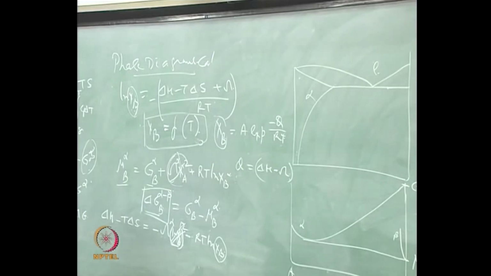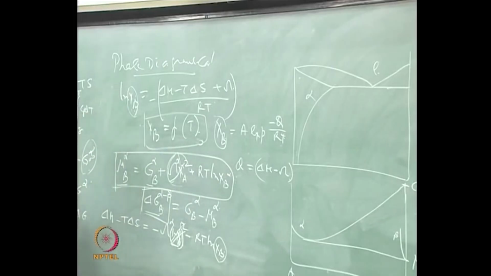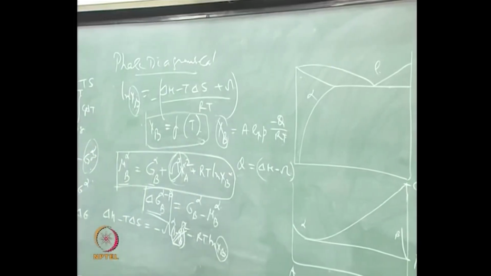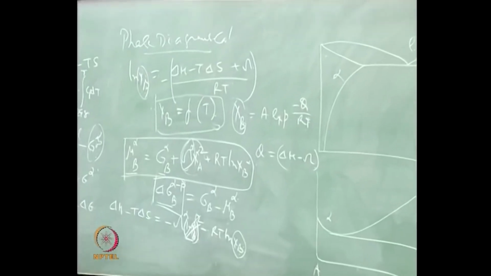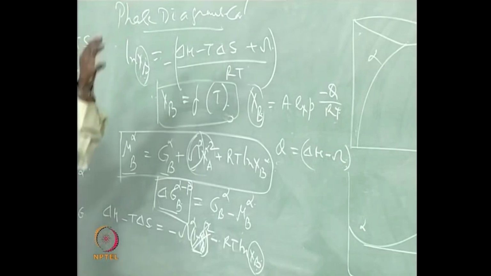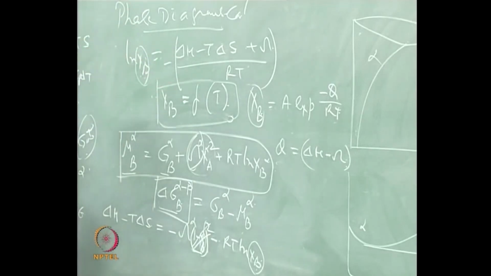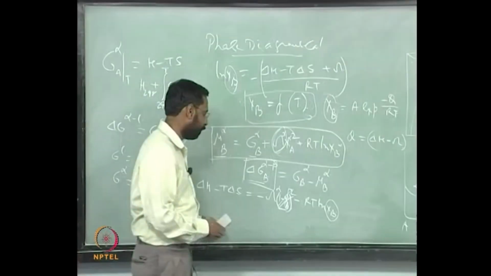So all calculations of phase diagrams are easier simply by knowing one equation. If you remember this equation, everything else can be done, and this equation comes basically by equating one basic free energy equation with XA mu A plus XB mu B. If you do that, you will get that. Okay, we will stop now.